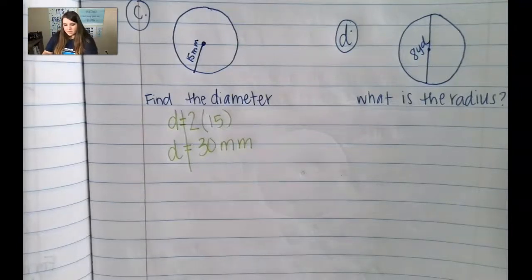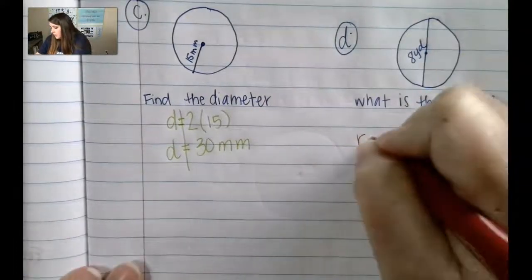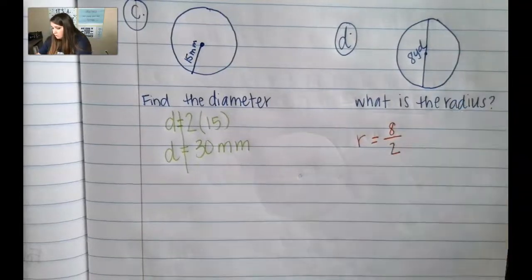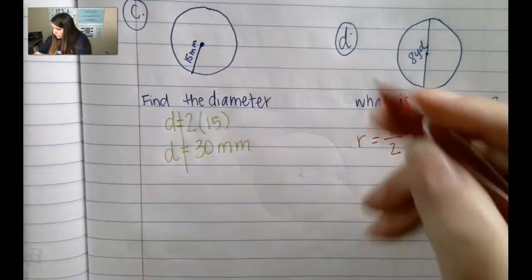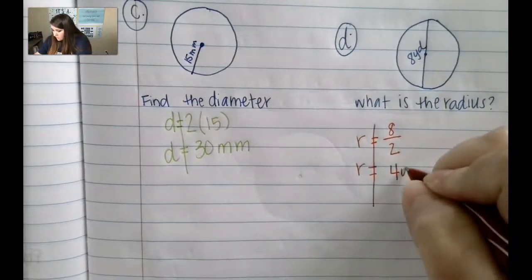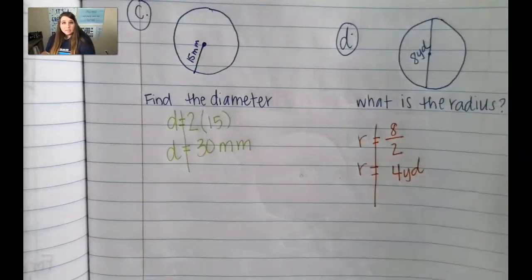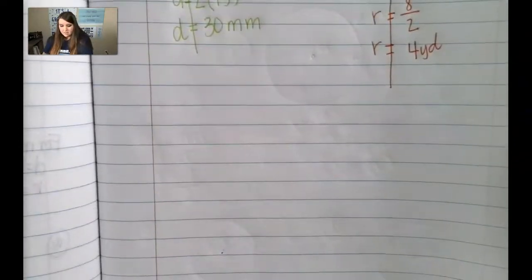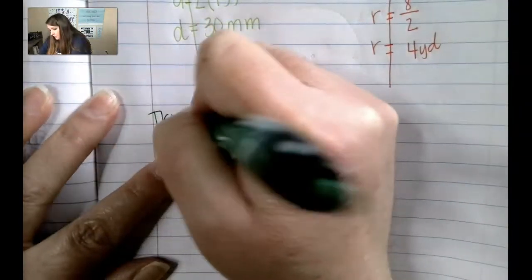So in order to find the radius, I am doing half the diameter. So 8 divided by 2, or radius equals diameter cut in half. So the radius equals 4 yards. That's it. That's what we're doing. So I'm going to go ahead and give you your try-its for today. Remember to hit pause so that you don't hear me solving.